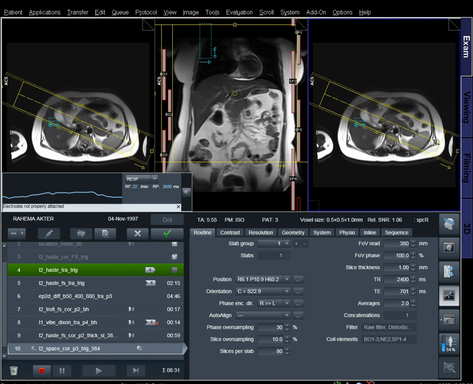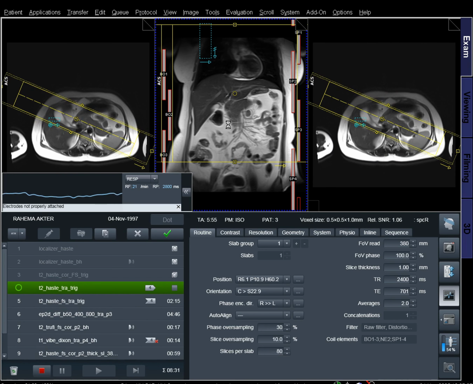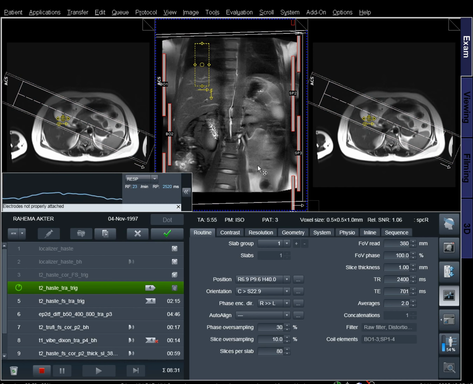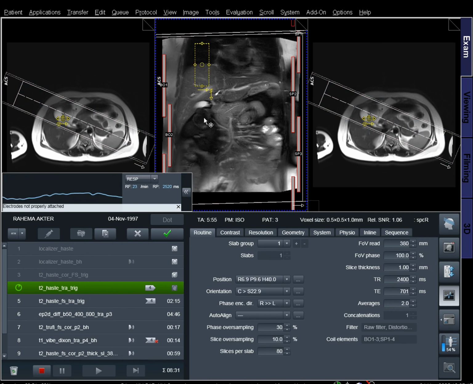Establish an appropriate angle in the sagittal plane, aligning it horizontally across the bile duct. Ensure that the slices adequately cover the entire common bile duct, pancreatic duct, and gallbladder. Use phase oversampling to prevent wraparound artifacts.